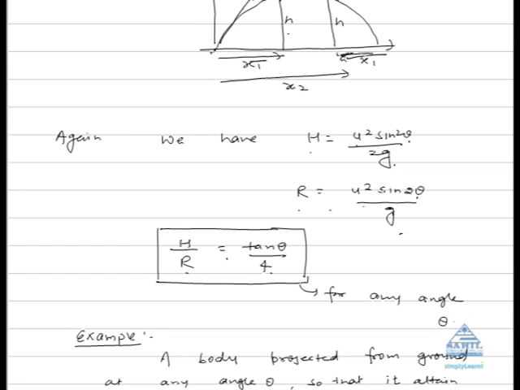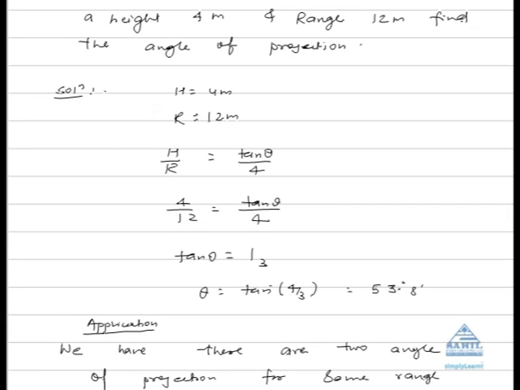This equation is frequently used for any value of h and r and for any value of angle theta, which I mentioned. Let me consider an example that a body is projected from the ground at any angle theta, it travels some distance r and reaches some maximum height h, and find the angle of projection, which I discussed from the example. A body is projected from the ground at any angle theta so that it attains a height of 4 meter and range 12 meter. Find the angle of projection. This equation which we have, h upon r is tan theta by 4.